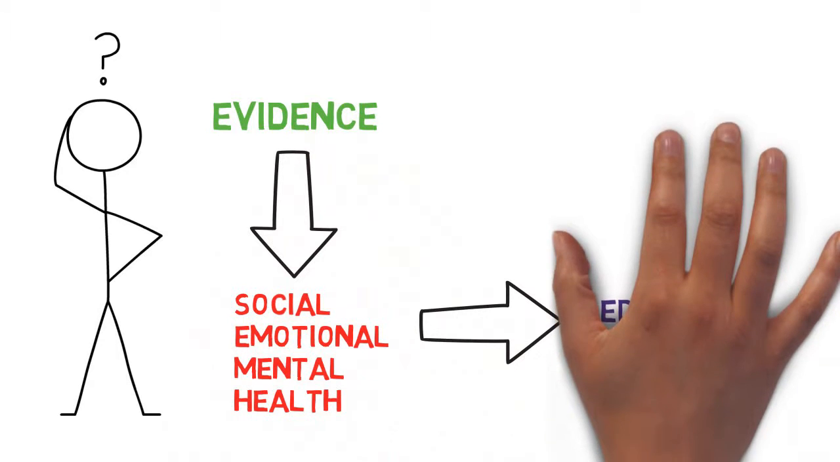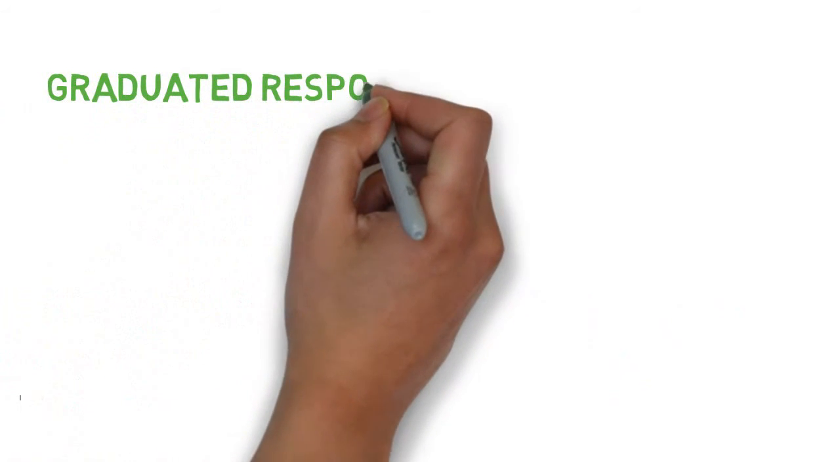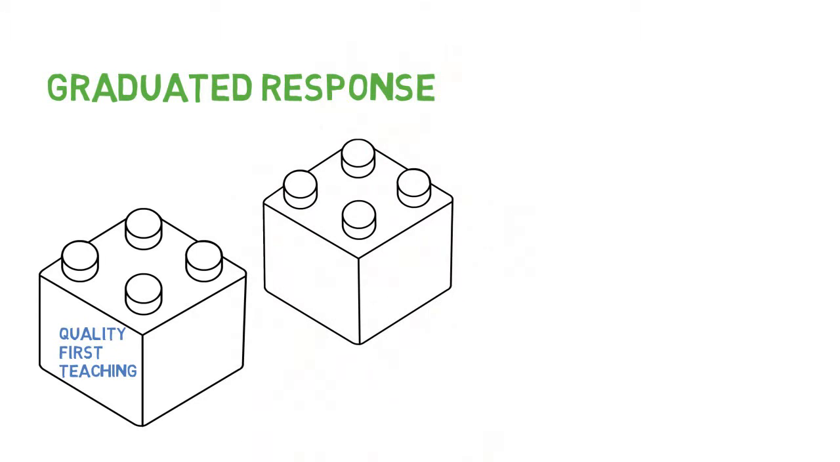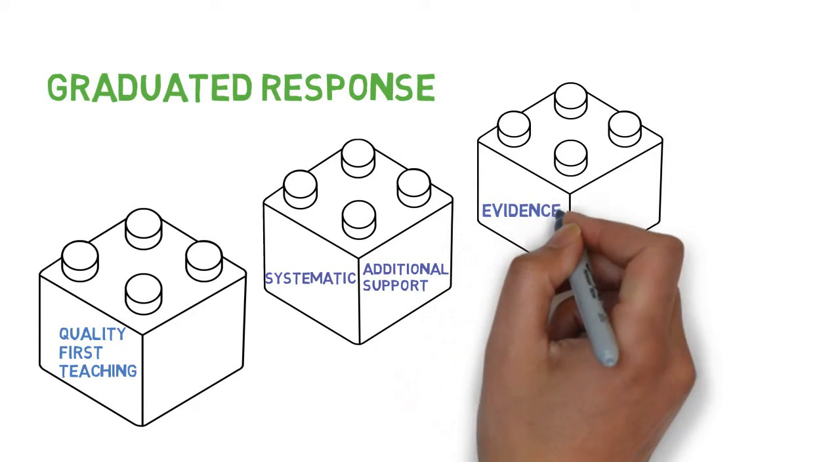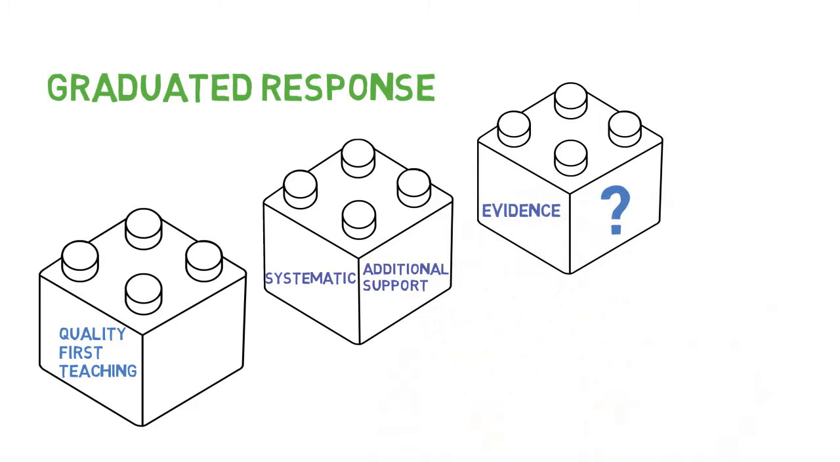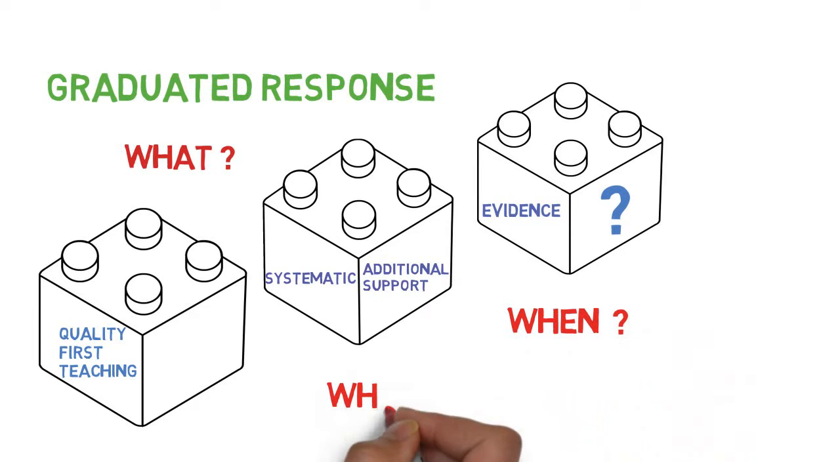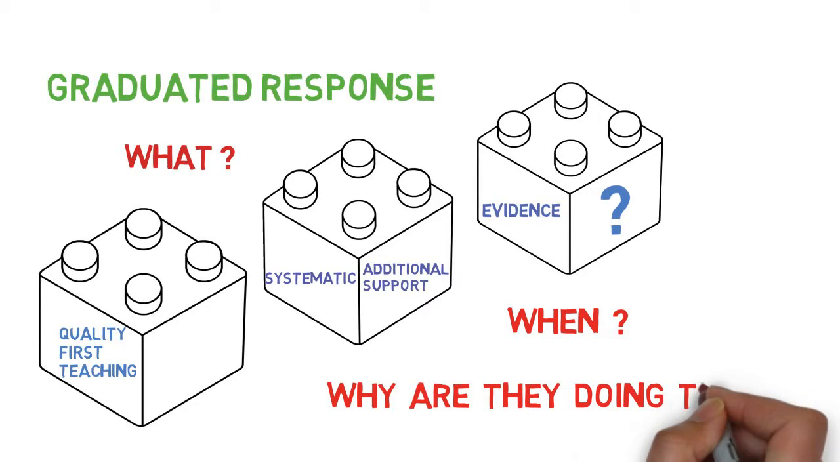The main challenge here is that authorities want proof that schools have implemented a graduated response for students with SEMH needs, starting with quality first teaching and then building up through increasing levels, and this is important, of systematic additional support. Another challenge is knowing what sort of evidence to collect and when. And remember, behaviour hasn't disappeared from the EHCP system. The government's focus has shifted from behaviour to the causes of those behaviours, which is what SEMH is all about.